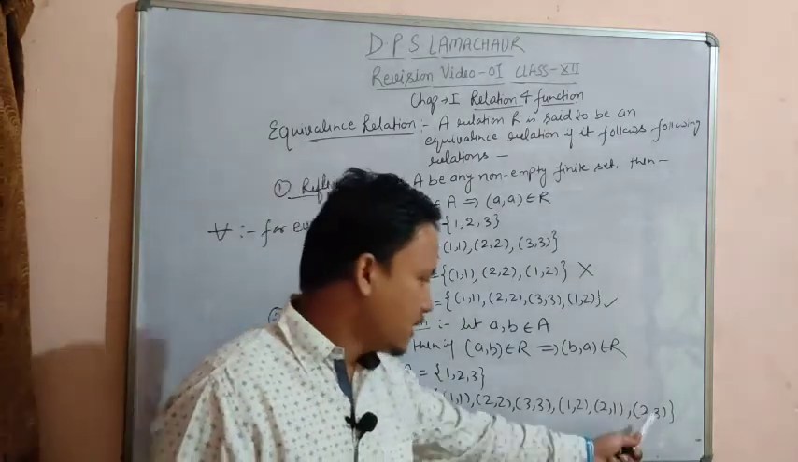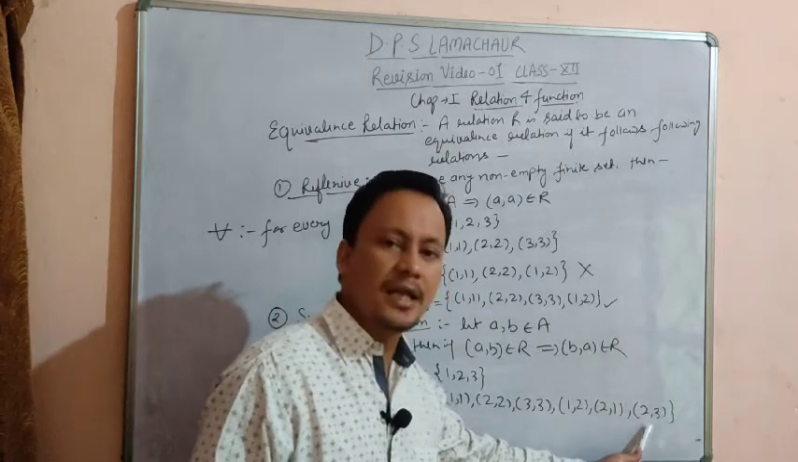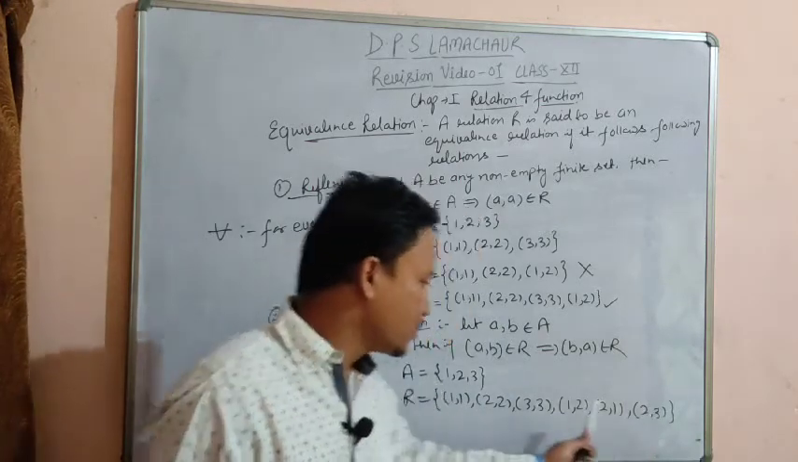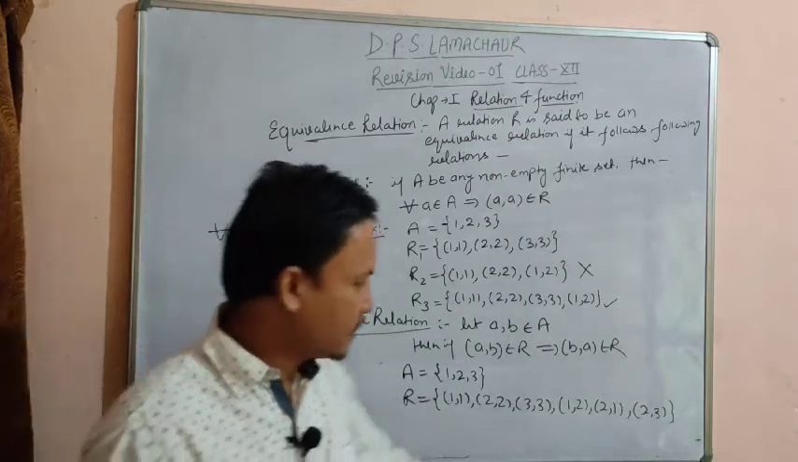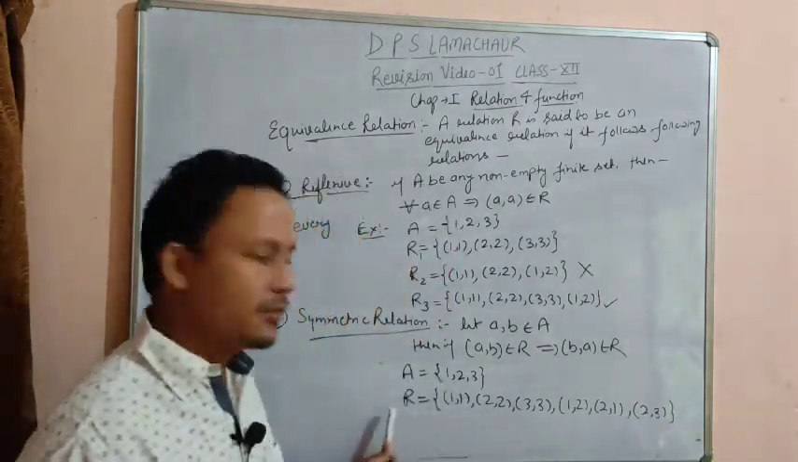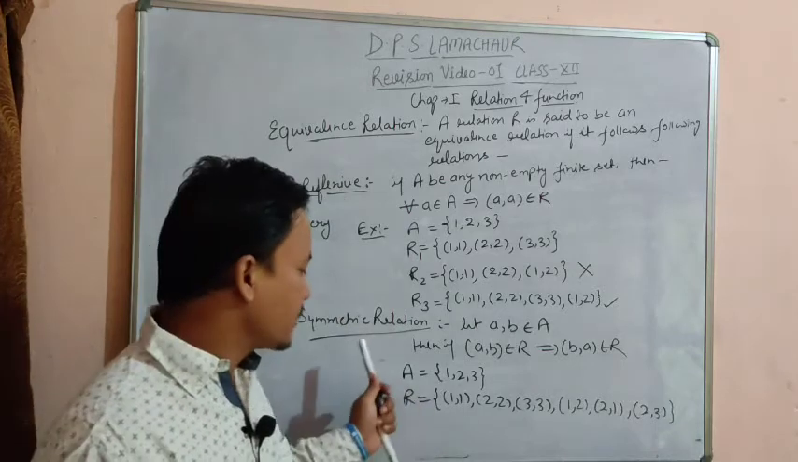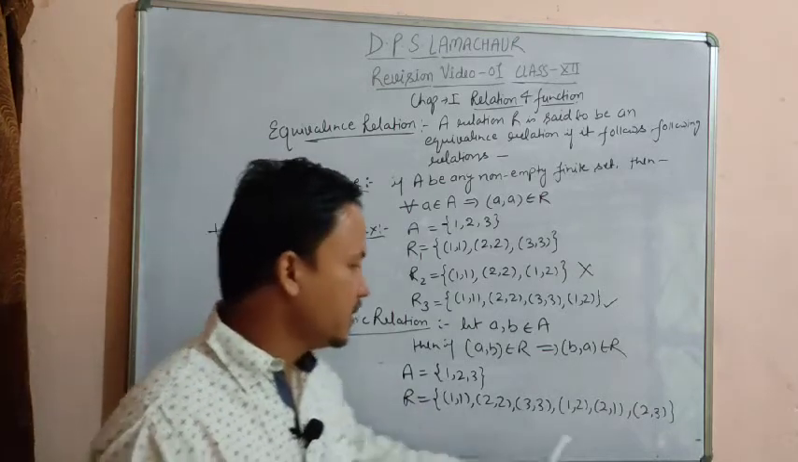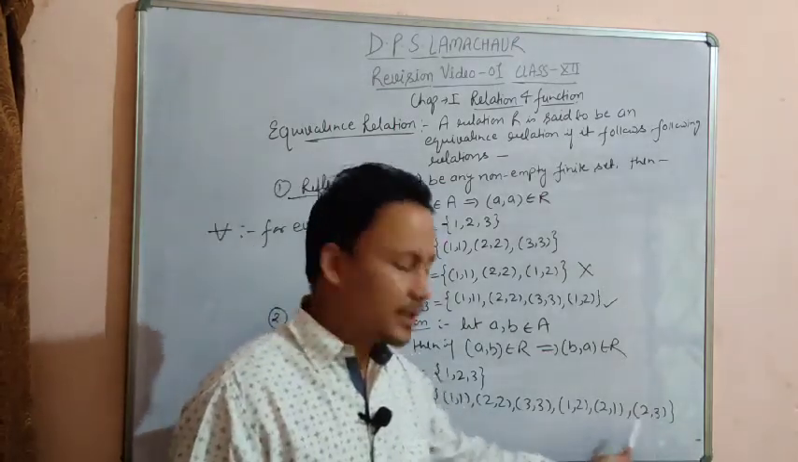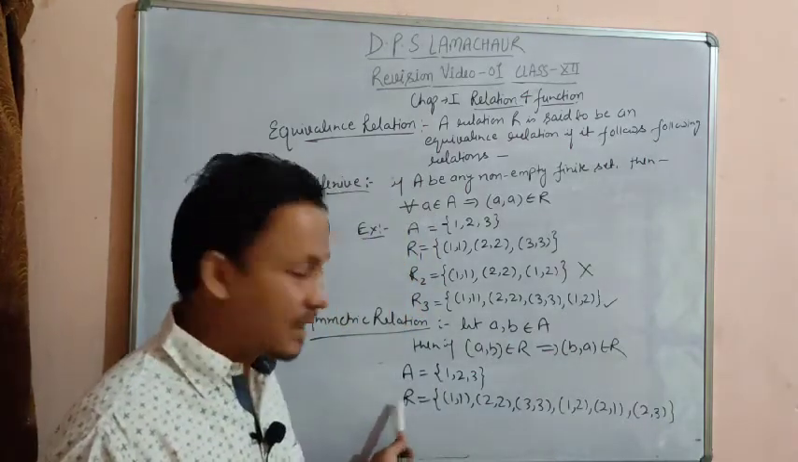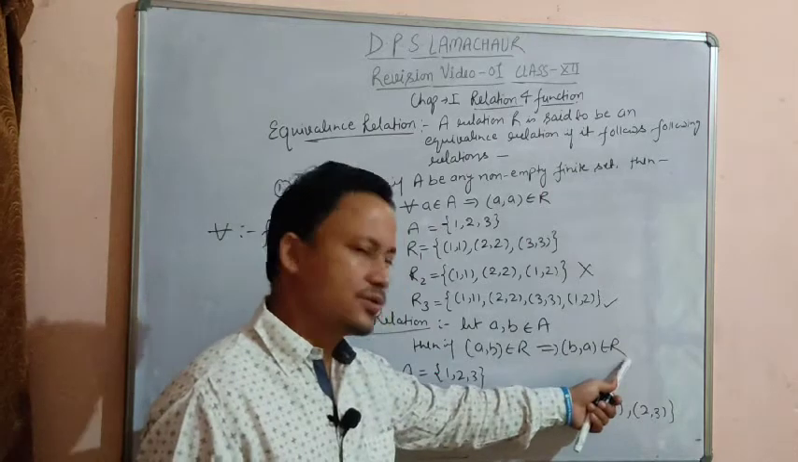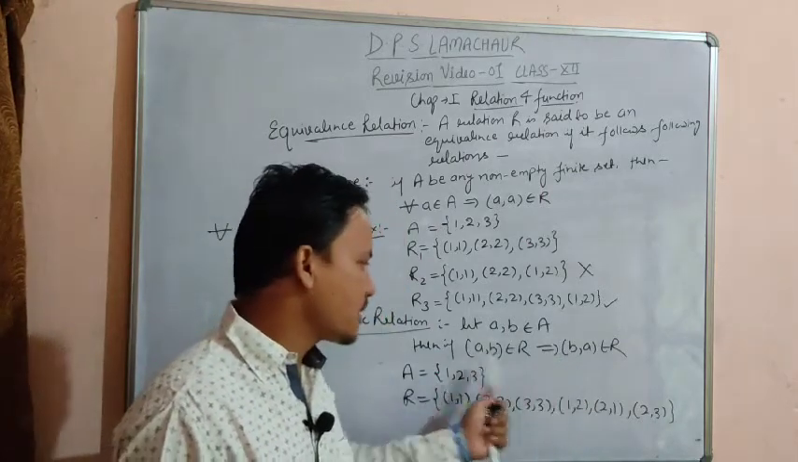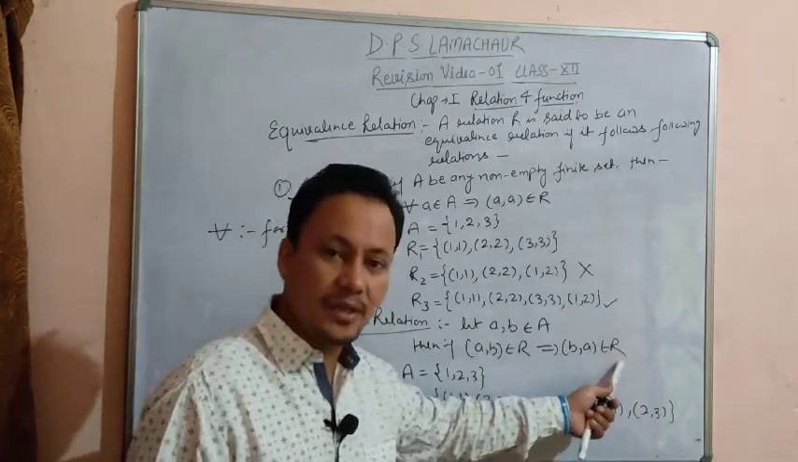Now see another element, 2 3. Since 2 3 is lying in this particular relation, but 3 2 is not lying there. For the symmetricity of this relation, we need 3 2 to also lie in it. By the definition, if A B belongs to R, then B A must belong to R. If you change the order, that element should also be in the relation.